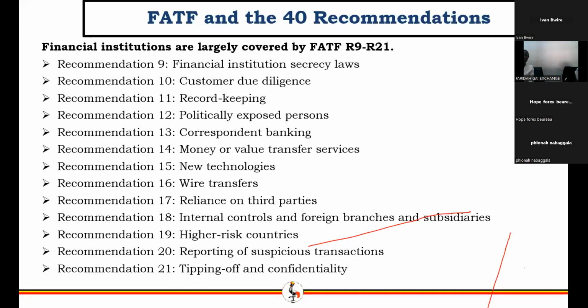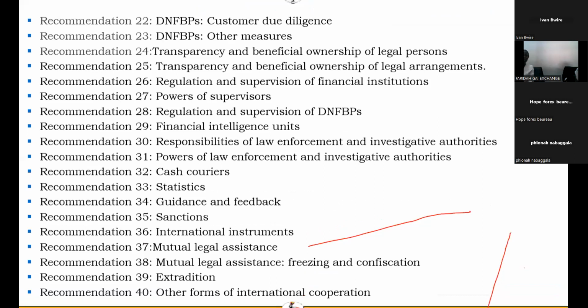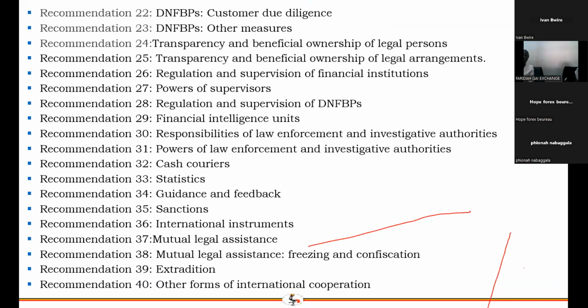Under this recommendation. So there are many, up to 40, but an overview of the rest. They encompass the powers of supervisors. What powers does BOU have over you as regards to AML? And the Act also re-emphasizes that every institution that is supervised, it's the supervisor that has the responsibility to enforce compliance of the entities that they supervise.